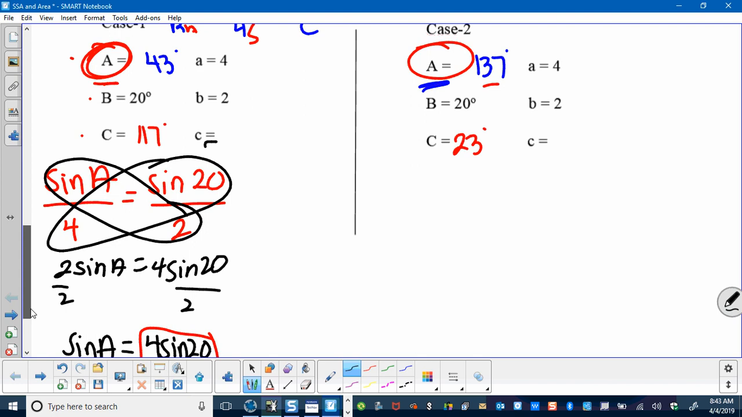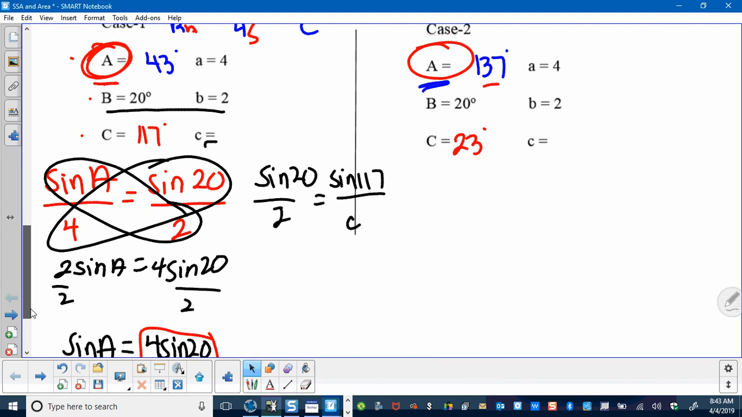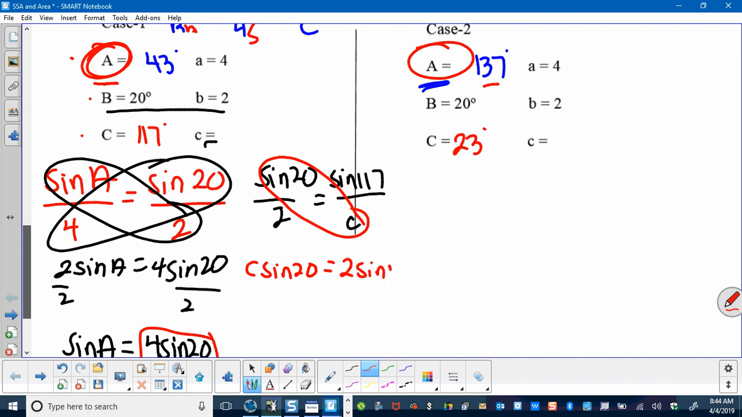You want to use matching people, so a matching angle with a matching side, but you want to use the numbers that they gave you just in case you made a mistake. They gave me the b's, so I'm going to do sine 20 over 2 equals, I'm trying to find the c's, so I have to use the c's, sine 117 over little c. I'm going to cross multiply, c sine 20 equals 2 sine 117, divide by sine 20.